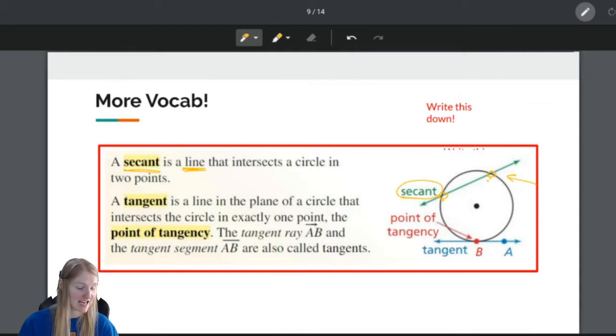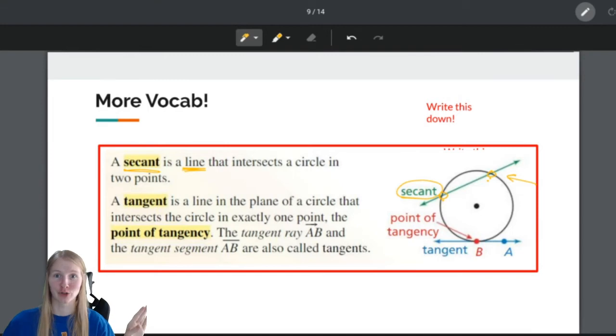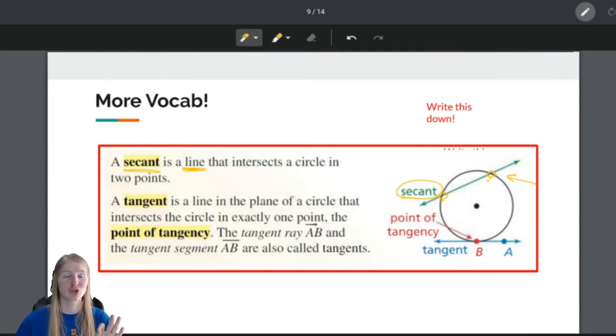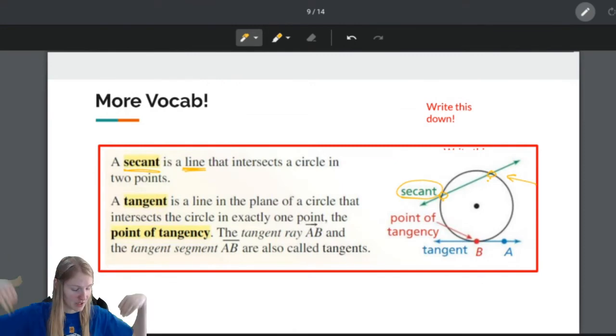Okay, a tangent. I know we just talked about tangent in chapter 9. That was the tangent ratio. This is something different. This is not a ratio. We're not looking at side lengths here. So the tangent from last chapter was in right triangles. Now we are talking about circle tangents. So make sure that you keep those separate in your mind.